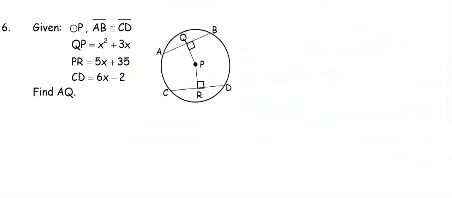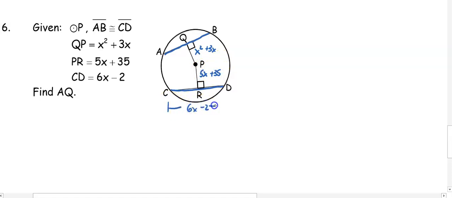In number 6, we're given circle O, and we are told that the chord AB is congruent to chord CD. We know that QP is x squared plus 3x, PR is 5x plus 35, and CD is 6x minus 2. Because the chords are congruent, that means they're equidistant away from the center. So we have x squared plus 3x equal to 5x plus 35. Move our variable over, so x squared minus 2x minus 35 equals 0.